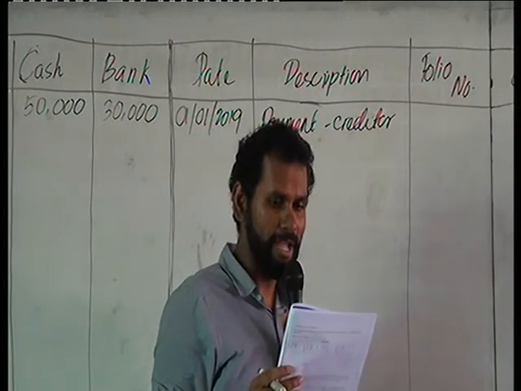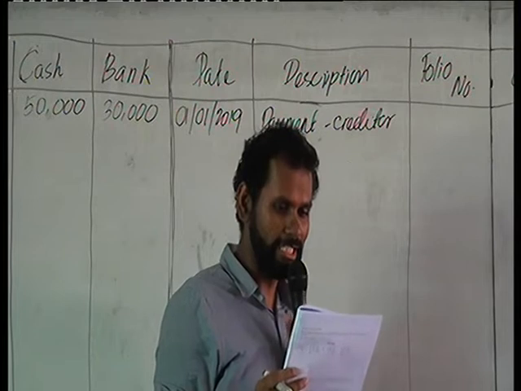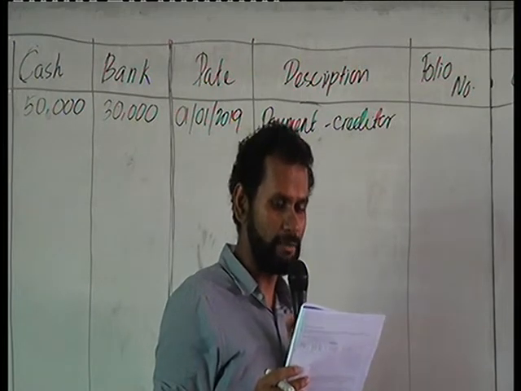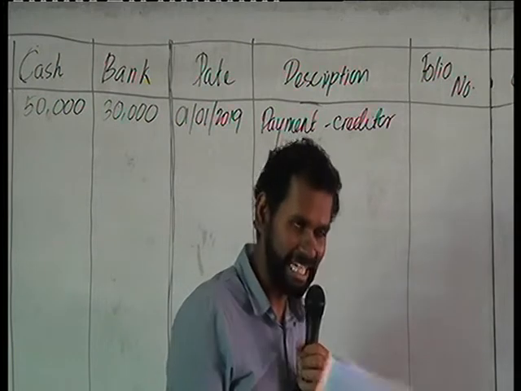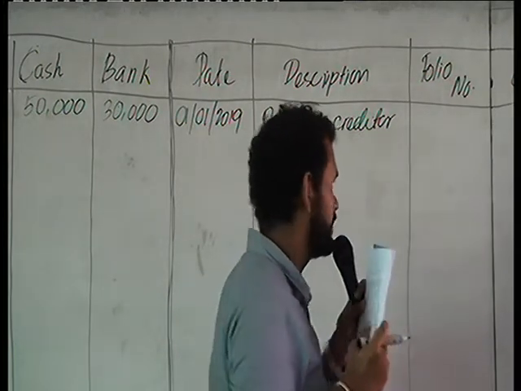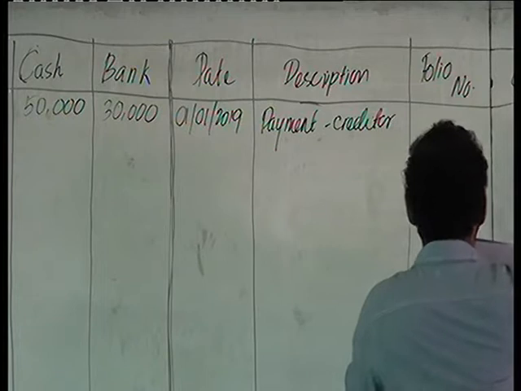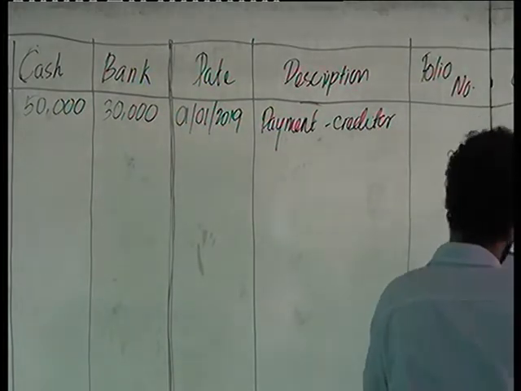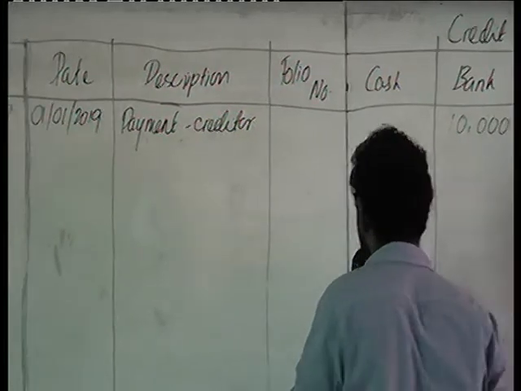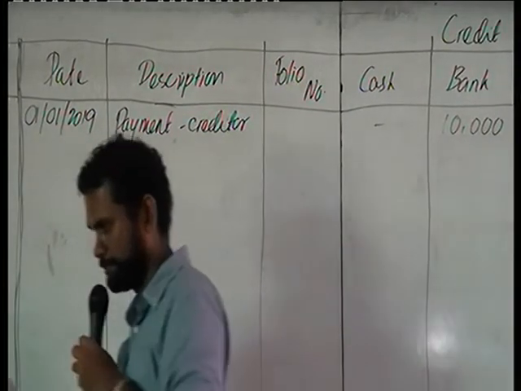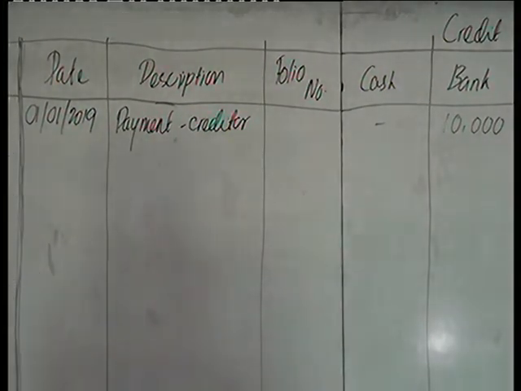Cash or bank. Why? See, here they say paid to XYZ Limited, a creditor of the business. It's a check that is paid. Check means there is no entry to the cash account. It has to go to the bank account. 10,000 credit to the bank account.